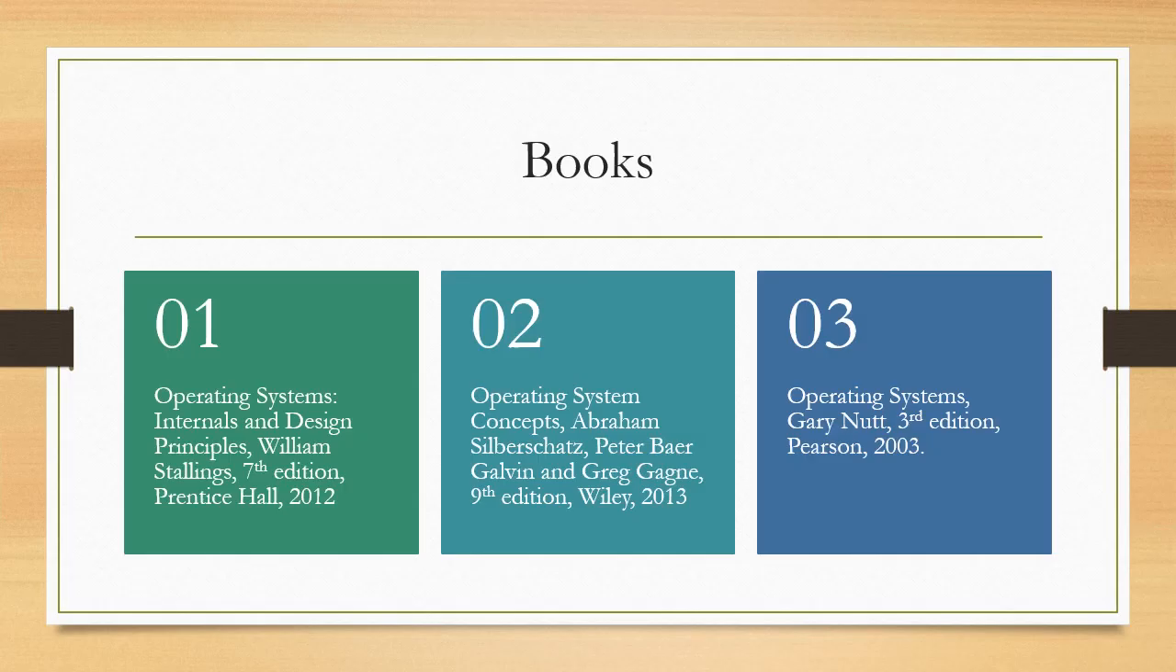These are the books I will be using. Book number 1 is Operating Systems, Internals and Design Principles by William Stallings, and we are going to use the 7th edition. Book number 2 is Operating System Concepts by Silberschatz, Galvin, and Gagne, and we are going to use the 9th edition. And book number 3 is Operating Systems by Gary Nutt, 3rd edition.